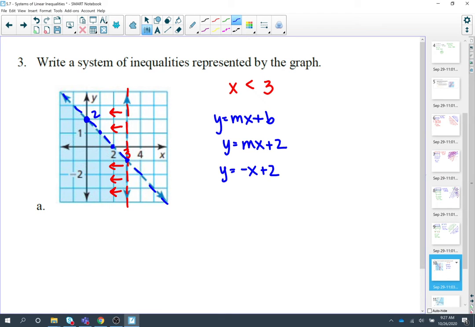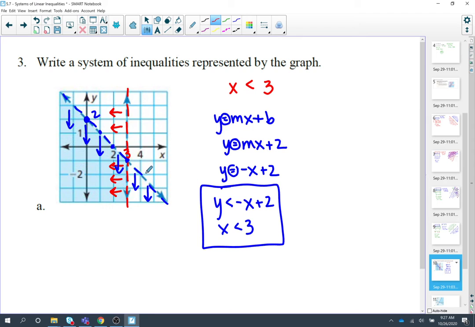But now I need to change this equal sign because there's shading. And we already said that it's dotted, so it's just less than or greater than. So if I shaded kind of from the line like this way, is that like below the line? Or is that like above the line? And that's like below the line, which should be less than. So y is less than, not equal to, because it's dotted, negative x plus 2. And then keep in mind, we also had our x is less than 3. So this is the system that is graphed.